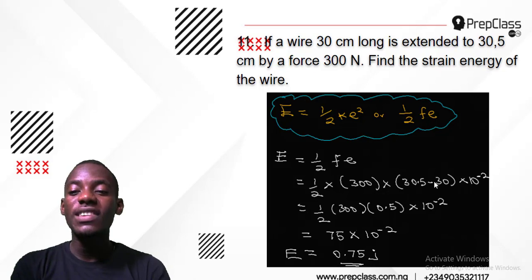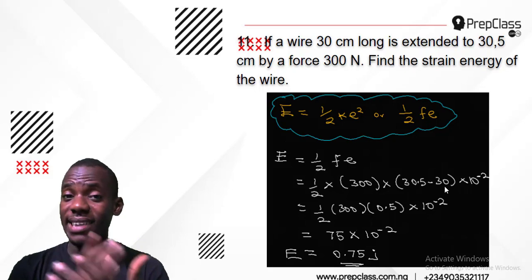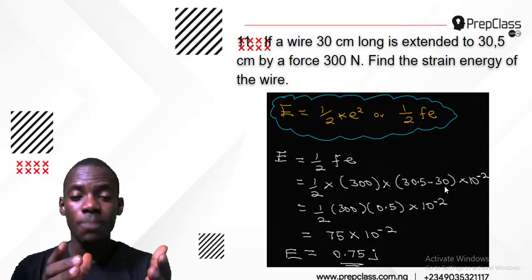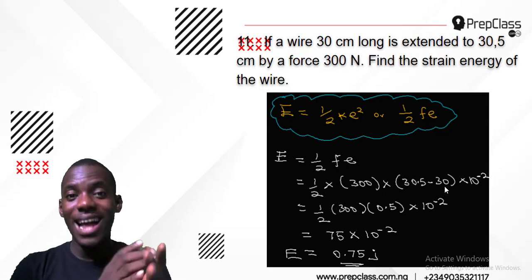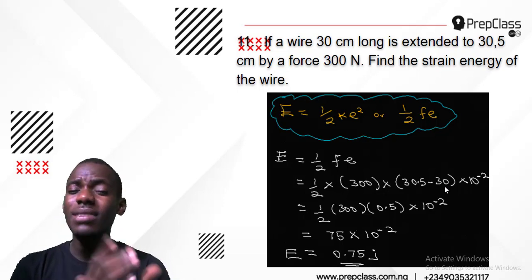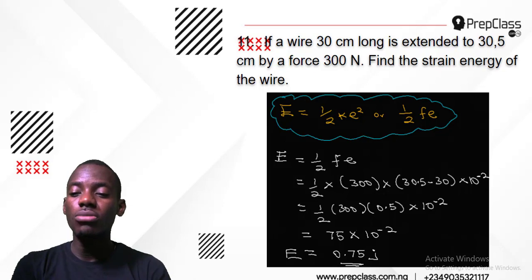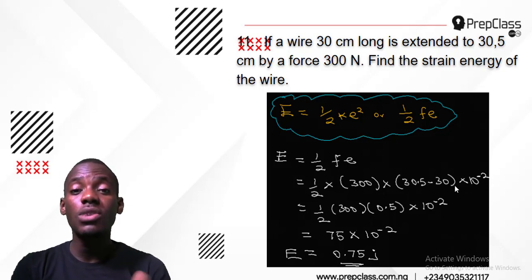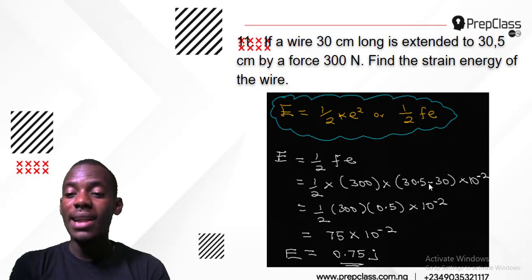While the extension is the distance between the two lengths, 30.5 minus 30 centimeter. But remember, they are in centimeter. Extension is the subtraction of the two lengths, right? That's the extension. But they are in centimeter again. They must be in meter. So to change to meter, divide by 100 or times 10 to the power minus 2, which is still dividing by 100. Okay, and that will give you this.